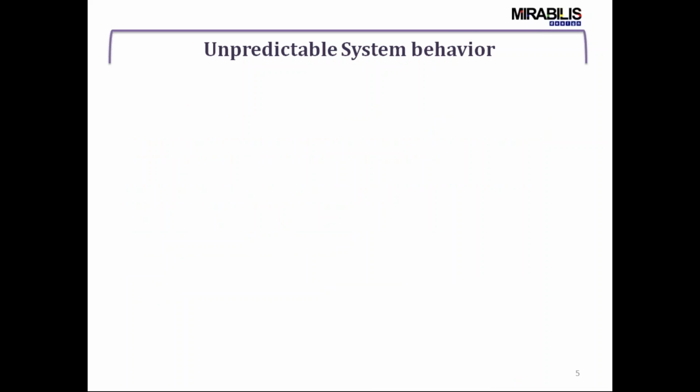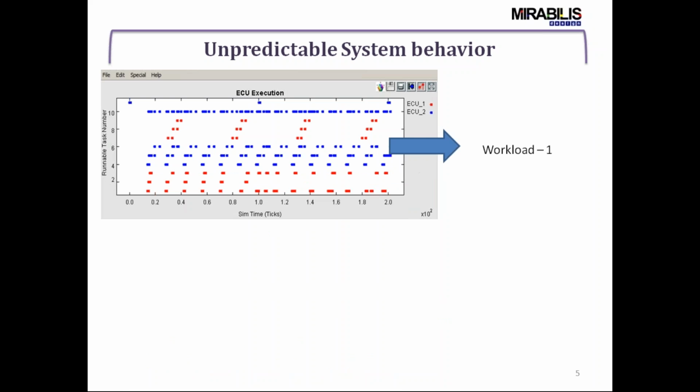So what exactly happens if there is a kind of inconsistencies in the requirements? What kind of problems could you anticipate out of these kind of problems? So one thing is that you could see a kind of unpredictable system behavior. For example, in this case, in the graph shown here, I'm actually looking at the execution of different ECUs on an automotive platform.